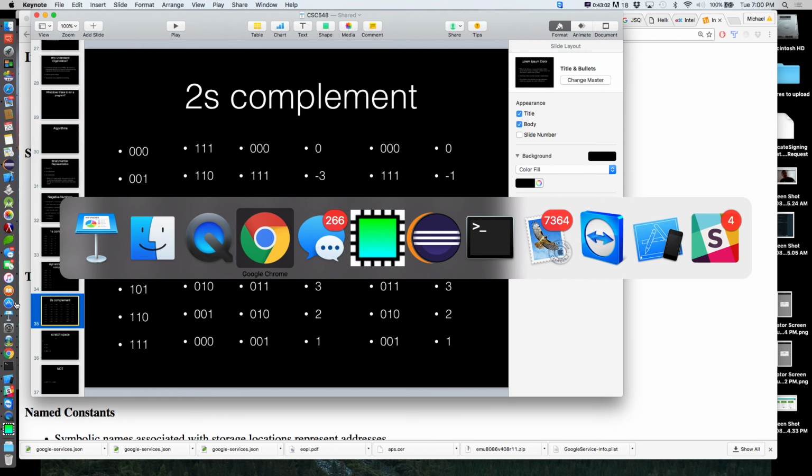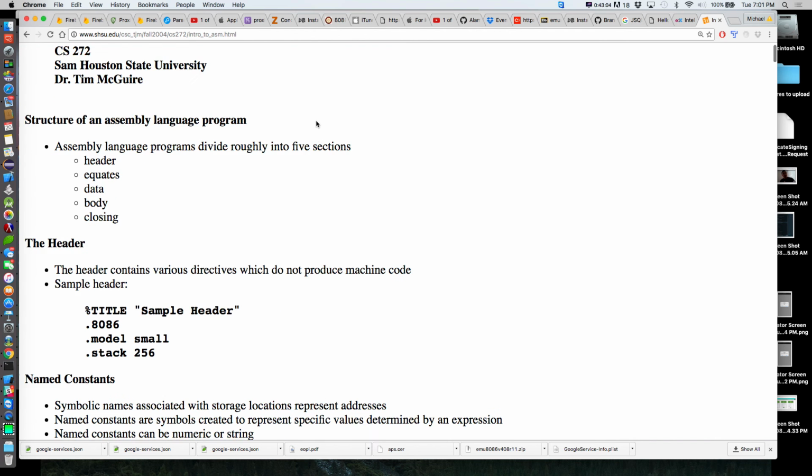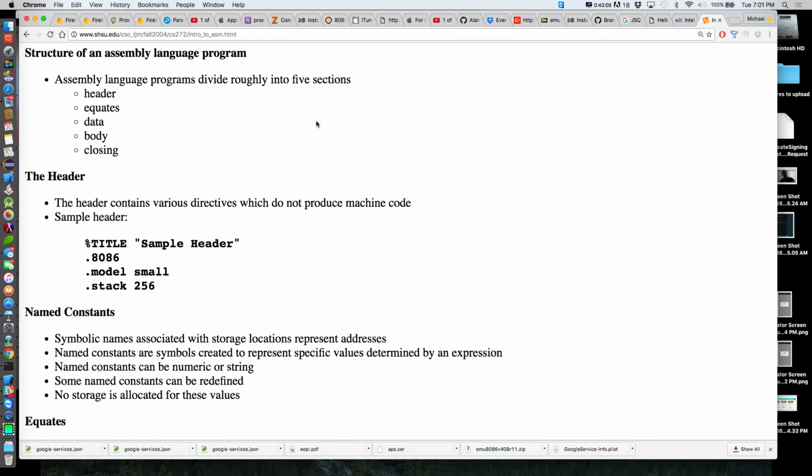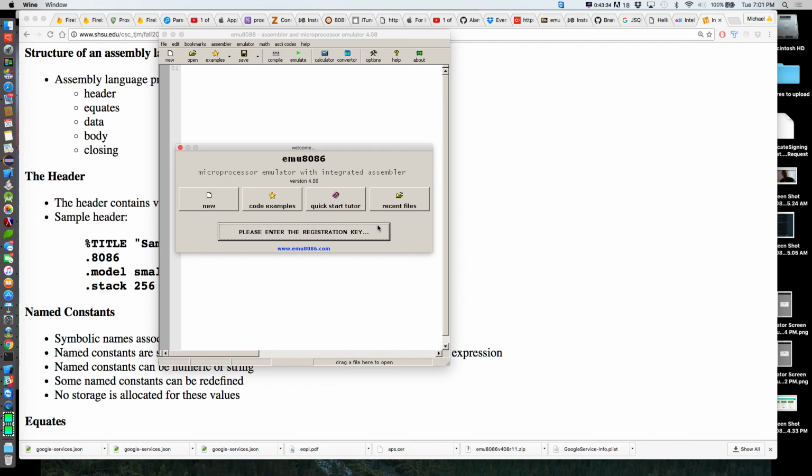So let me jump over to, what's up? All right, so we're going to, actually, let's see. I put it up on the website. How many of you happen to install the MU8086 emulator? Right, two and a half people? I didn't officially assign it, I just gave you the things for it. So we're going to be using a tool called MU8086. Kind of looks like this.